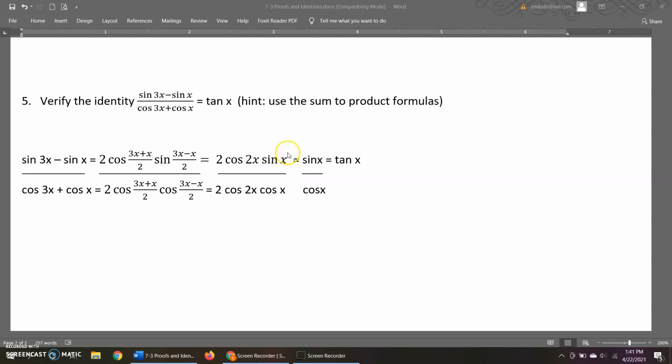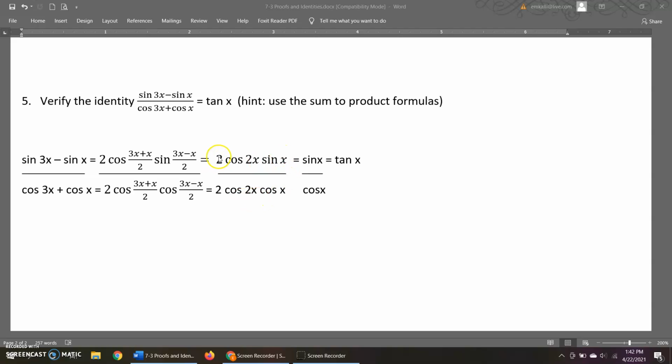So that's what I did in that top, and we're going to pause on the top and take a look at the bottom. Again, sum to product formula. This goes to 2 cosine of (3x plus x) over 2, cosine of (3x minus x) over 2. And then I just added this and divided by 2 to get 2x. I subtracted this and divided by 2 to get x. So this is what I have here.